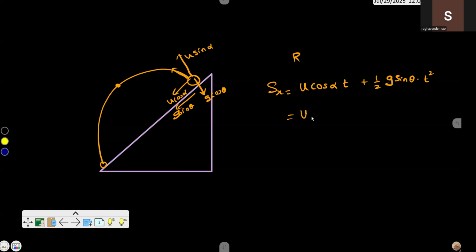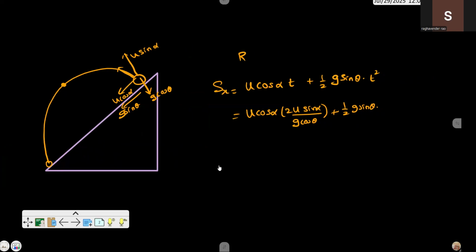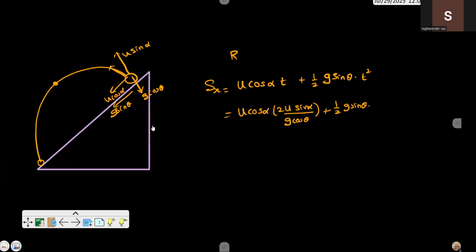So in place of t, I have to put the time of flight. u cos alpha into 2u sine alpha by g cos theta, plus half into g sine theta into 2u sine alpha divided by g cos theta whole square. This is going to give you the range, that is the maximum.